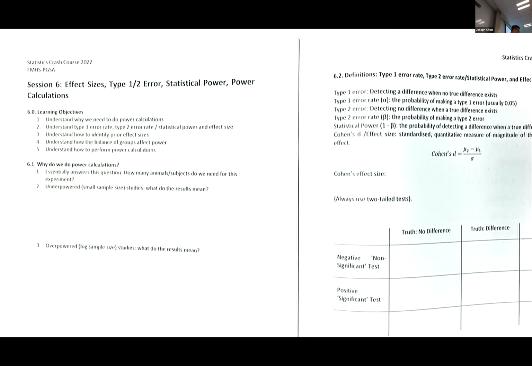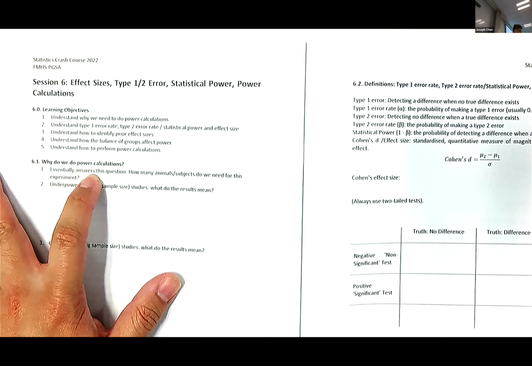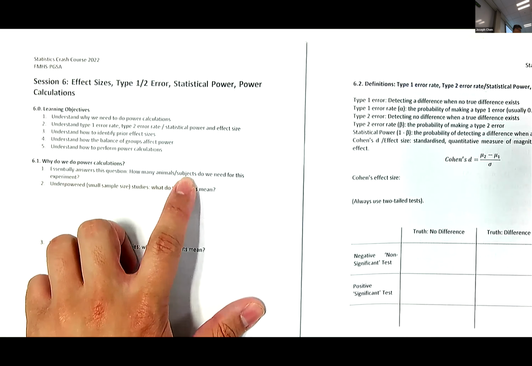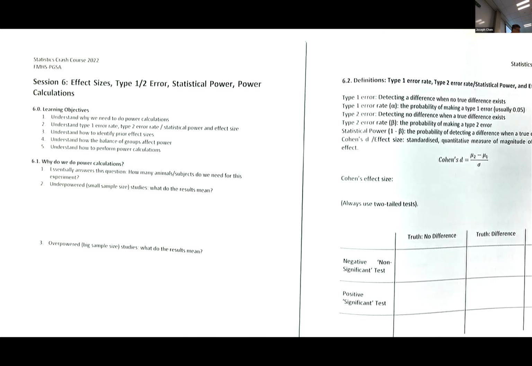First of all, why do we even need to do power calculations? Now, this is more relevant for when you're writing grants and such. Essentially, the power calculation answers this question: how many animals or how many subjects do we need for this experiment? And why is that important?